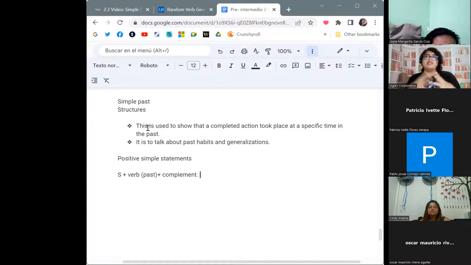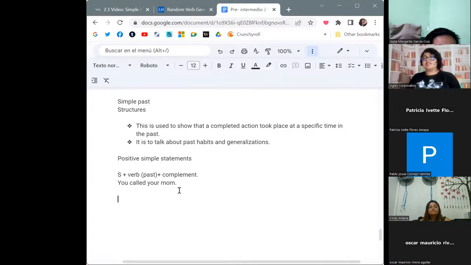Because this is a very simple statement. Es una oración simple. Entonces, no nos complicamos con las oraciones simples. Solo va nuestro sujeto, nuestro verbo y nuestro complemento. And that's it. For example, you call your mom. Aquí tenemos el sujeto, luego tenemos nuestro verbo. Y por último, tenemos nuestro complemento. And that's it. It is very simple.